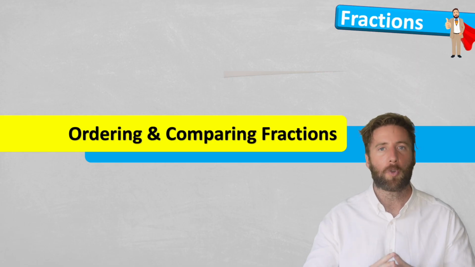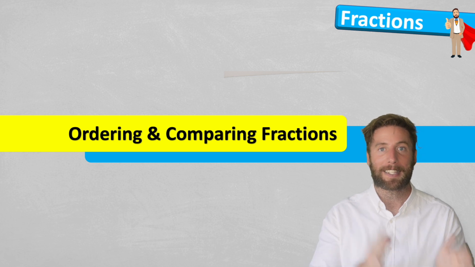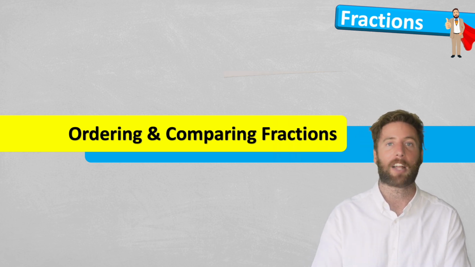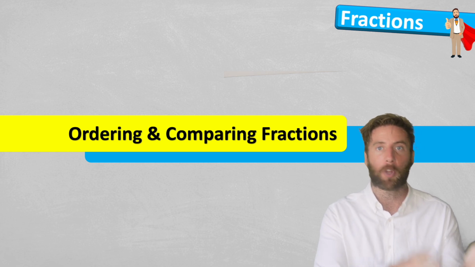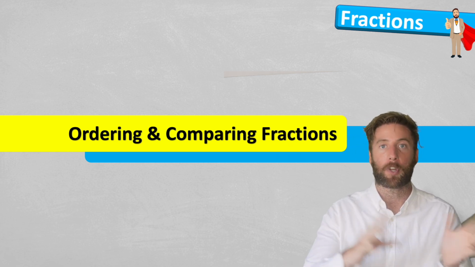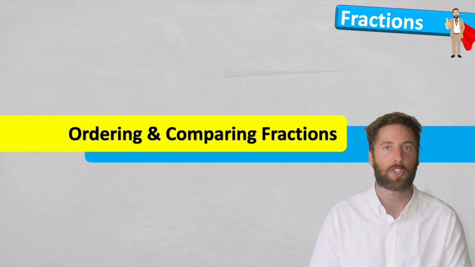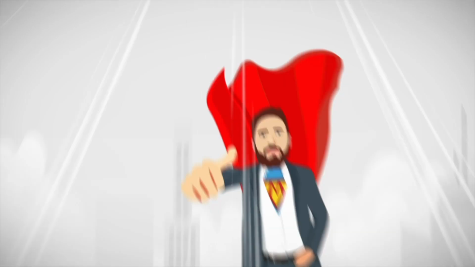Whoa, we're so close. This is our penultimate, which means our second to last lesson. We're looking at how to order and compare fractions, so putting them in order from, say, smallest to largest, or saying which one is bigger than others, and we'll learn how to do that. Let's go.